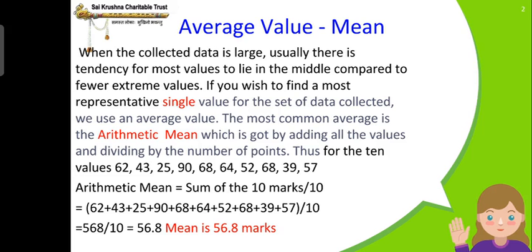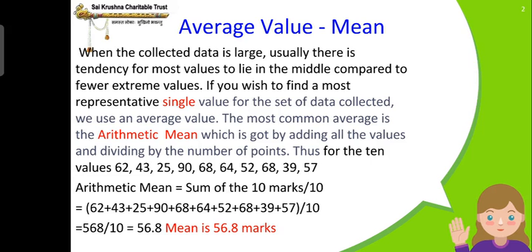Okay, so let's take an example here. Few numbers are given, which are the marks scored by 10 students. So, arithmetic mean: how do you calculate mean? It is the sum of the 10 marks divided by the total number. Here we have 62 plus 43 plus 25 plus 90 plus 68 plus 64 plus 52 plus 68 plus 39 plus 57, divided by 10. Why is it 10? Because there are 10 values. Therefore, you have to write 10. So, the mean is 56.8 marks.